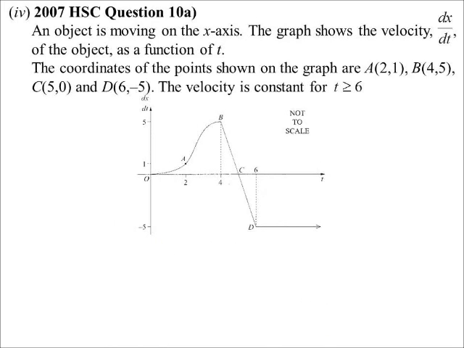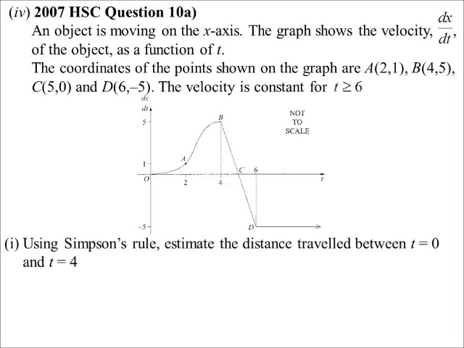2007 wasn't just straight lines, they had some curves, which made it a little bit more interesting. So, similar idea, this one's a velocity time graph, and they're going to ask us some questions about this one. Using Simpson's rule, we're going to estimate the distance travelled from t equals 0 to t equals 4. It's going to be an estimate because we don't actually know the equation of these curves, but we have been given some coordinates of some points. So we can use Simpson's rule to estimate.